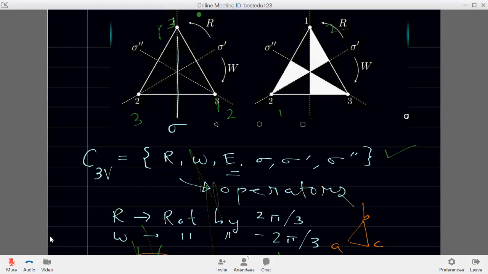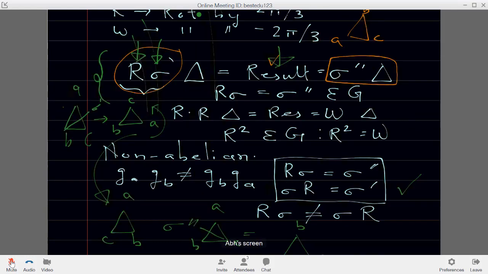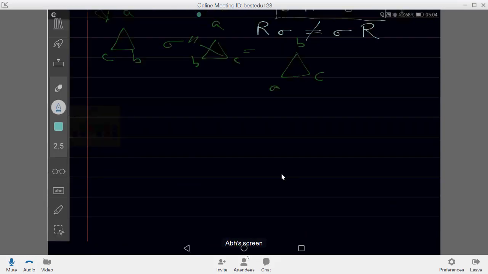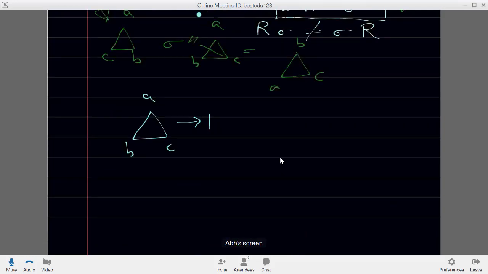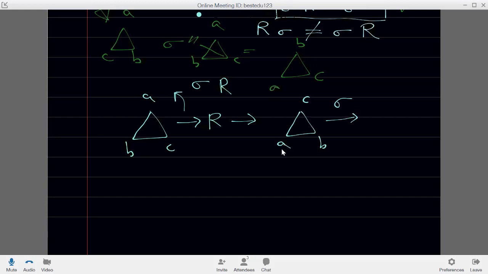I'm doing sigma R, so first I apply R. If I apply R, it will make a rotation in this direction. I should get equilateral triangle C, A, B. And then I apply sigma. Sigma is symmetry around this. This is sigma, so this will become B, A, C.